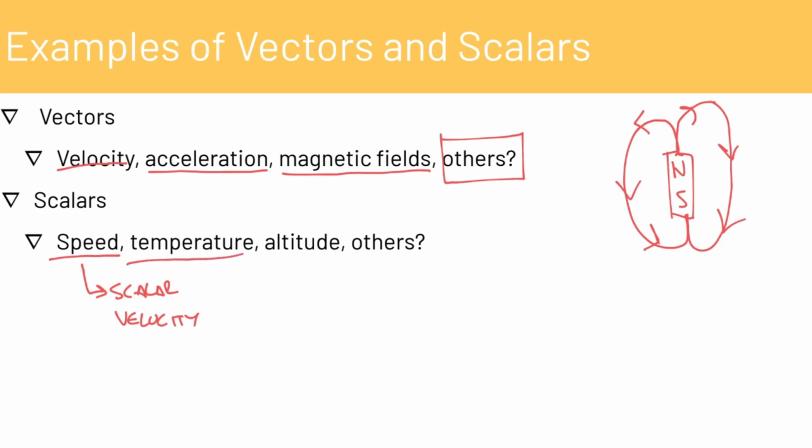Temperature is another example of a scalar. There's no directionality to temperature. It's just, let's say, 40 degrees Celsius or minus 10 degrees Fahrenheit. There's no directionality. Altitude is another example. It's 30,000 feet, or it's 10 kilometers high. And then there's lots of other examples of scalars. See if you can come up with a few.